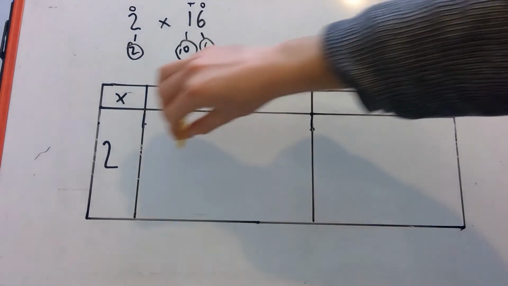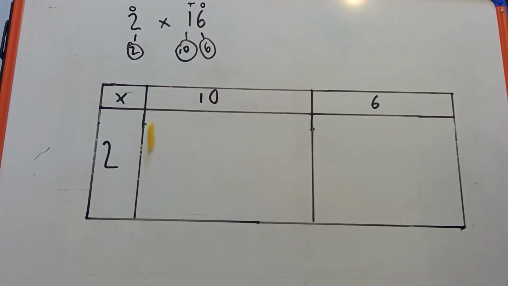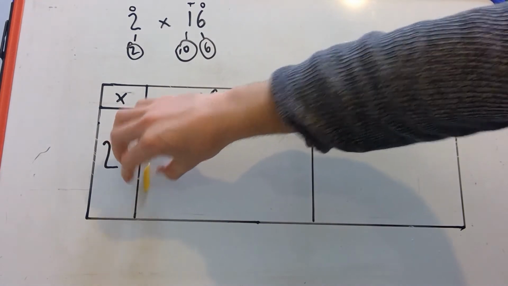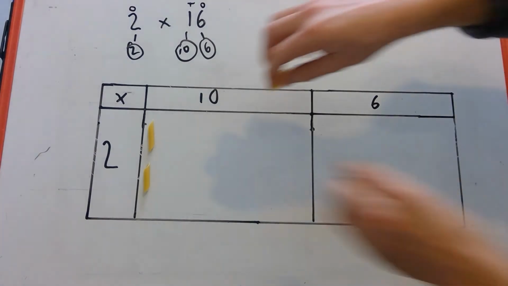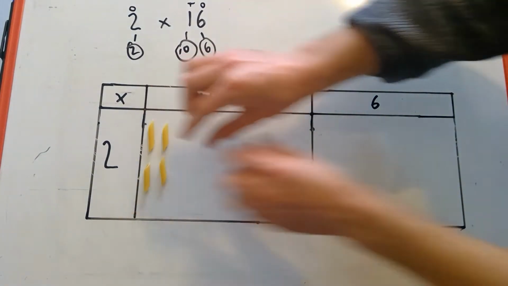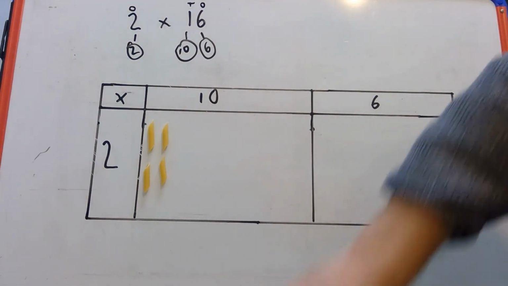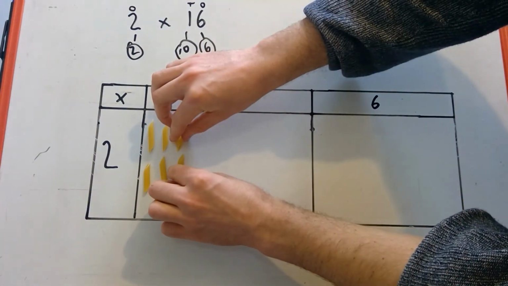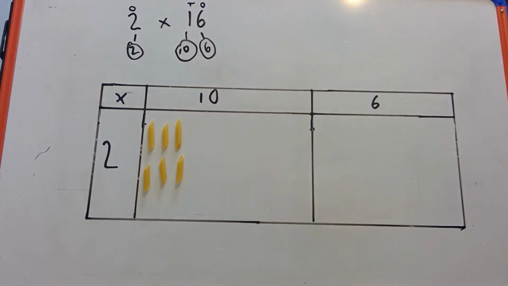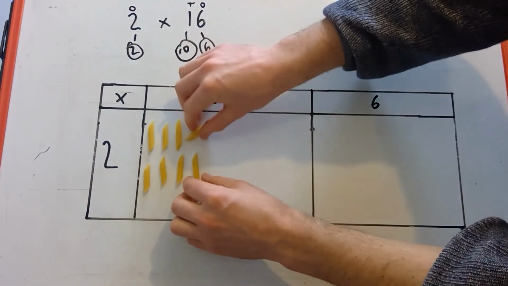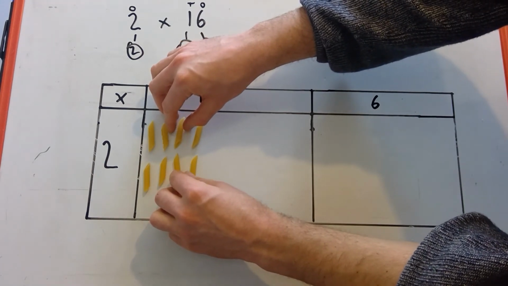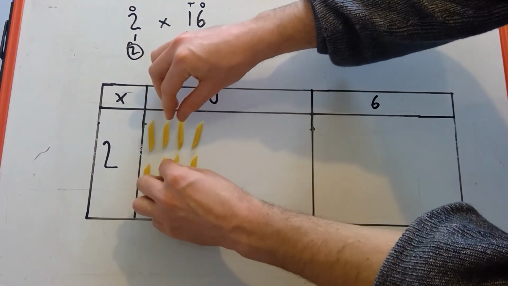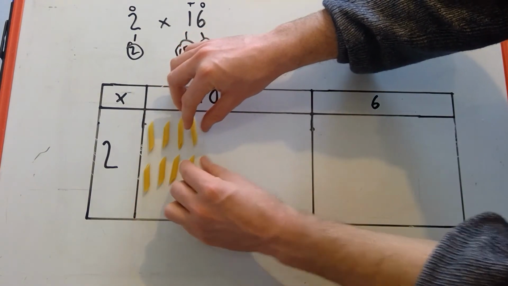So, 1 row, 2 rows, and now we've got our 10 columns. So our first one counts as 1, 2, 3, 4. Ooh. You need to make sure these are as straight as possible and in line with one another, because if they're not, it's not an array and you'll get mixed up.